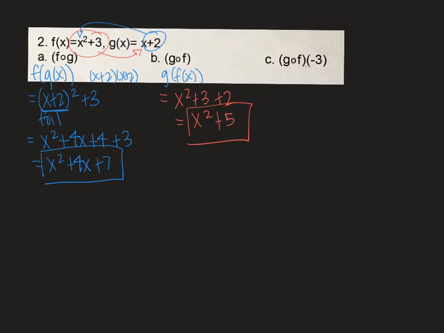And then for part C, g of f of negative 3, we're going to plug negative 3 into f of x, and then plug that into g of x. So negative 3 squared is 9, plus 3 is 12, plus 2 is 14.